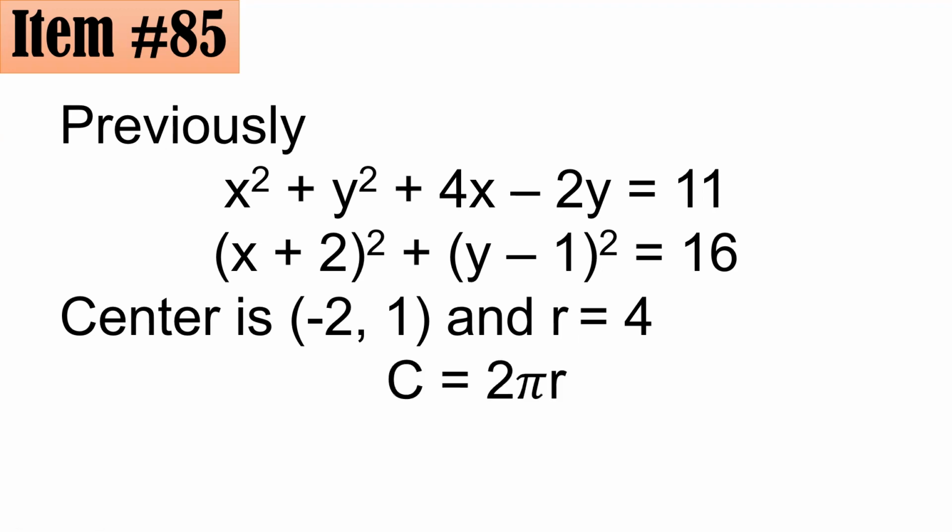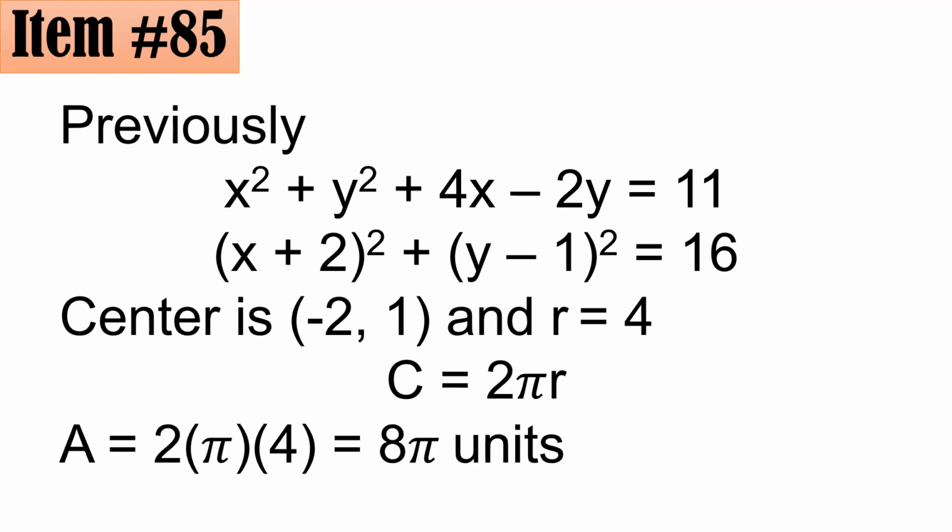And with that, dahil alam po natin yung circumference ay 2 pi r, then therefore, knowing that your radius is 4, then that's 2 times pi times 4 or 8 pi units. Letter B. Okay, tama nga po ang B.